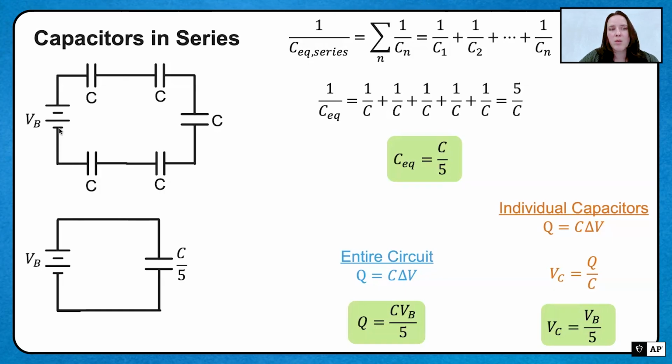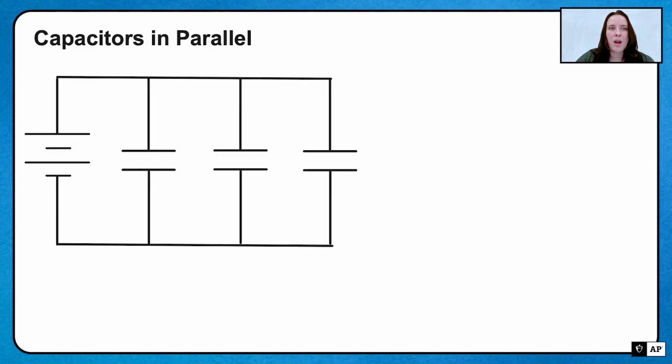We have the voltage of the battery, and then we split that voltage across 5 capacitors as we go around our circuit loop. All right, let's look at capacitors in parallel.